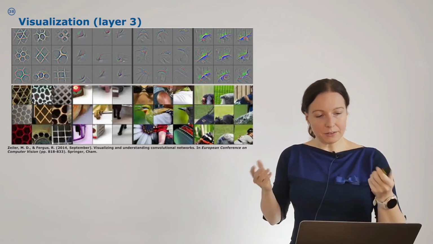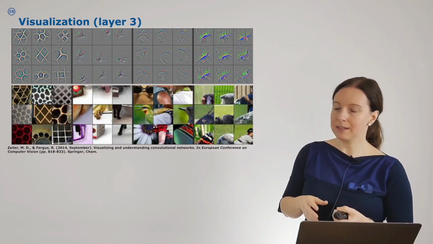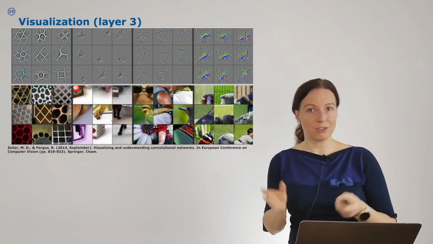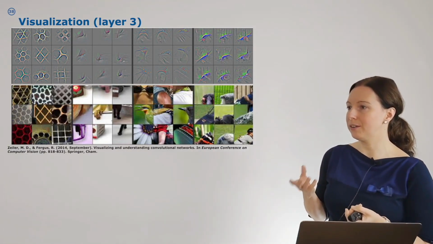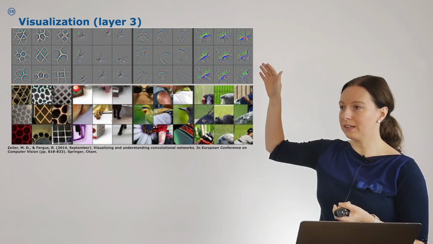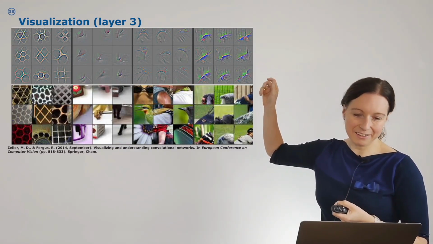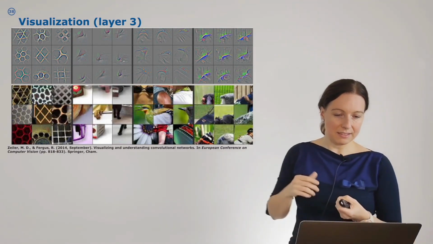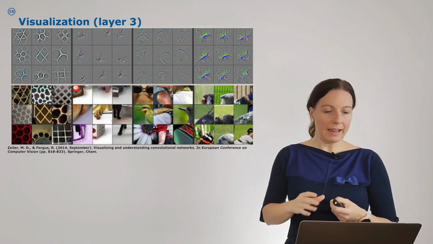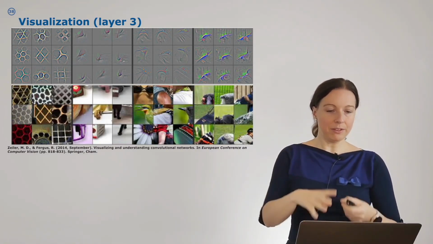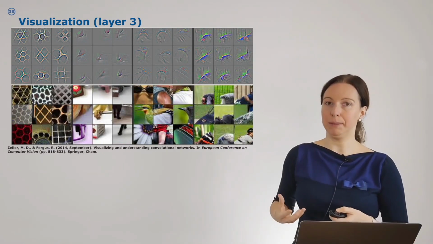And you can do it also for more layers. And here you can see, for example, some more complex structures such as honeycomb structures on the very left. Or here, it gets quite colorful. You can see the back of specific objects and so on. And again, because the receptive field gets bigger, you get more complex structures in deeper layers.